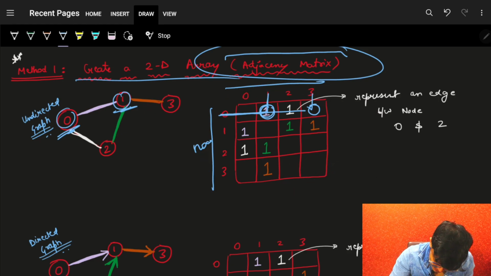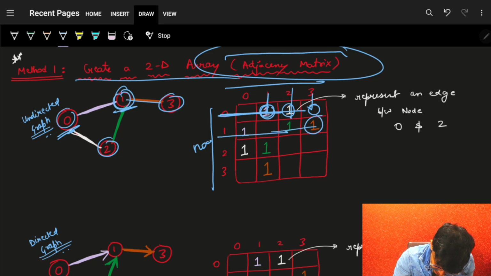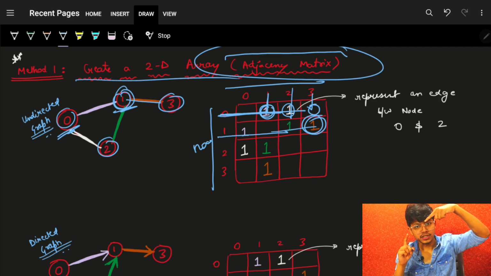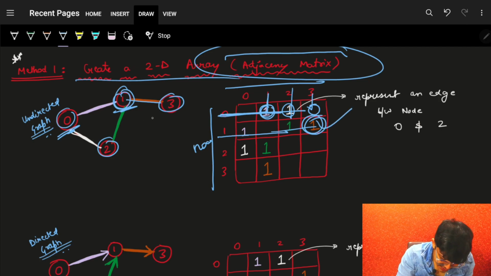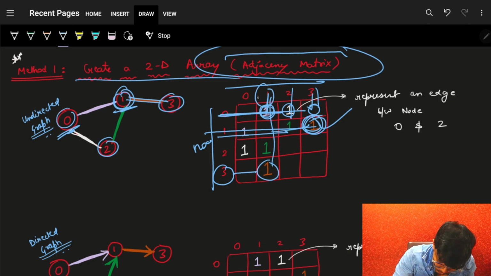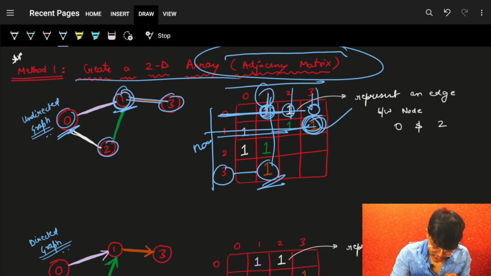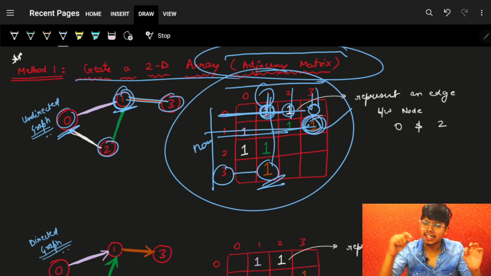If we go on to the next value, 0 and 2 are also connected, so 0 and 2 are connected via this edge. 1 and 3 are also connected via this edge, so I just marked a 1 here. Similarly, I can mark it for every pair. 1 is connected to 3 and also 3 is connected to 1. As you can see, I marked these colorfully, so you can easily see which edge is connected and how they are being connected.